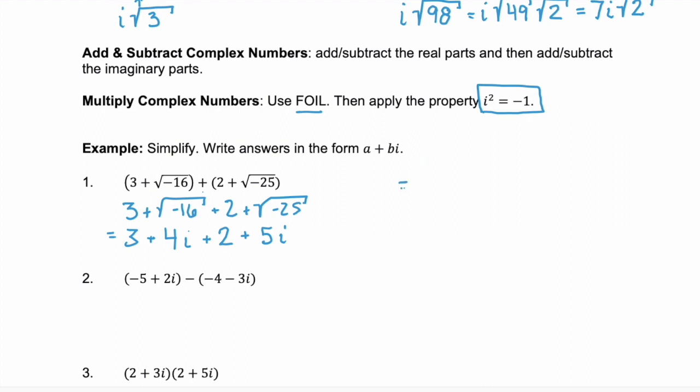Now, if we rewrite the terms so that we have like terms near each other, we have 3 plus 2 plus 4i plus 5i. Now we just combine the like terms. 3 plus 2 is 5, and 4i plus 5i is 9i. So we've simplified this and written it in a plus bi format.